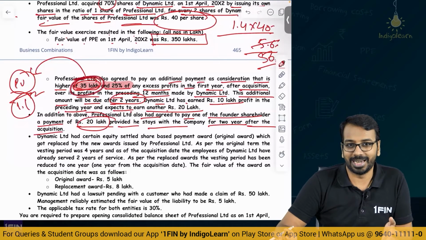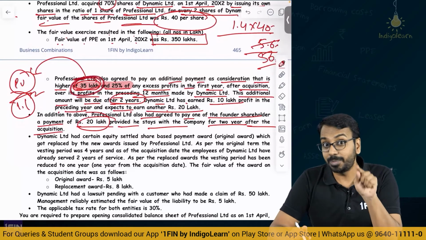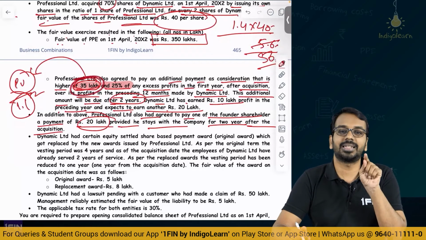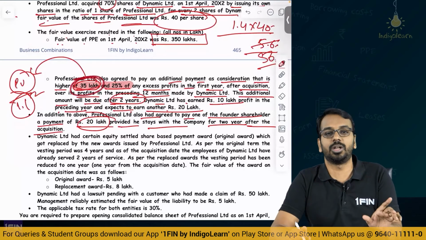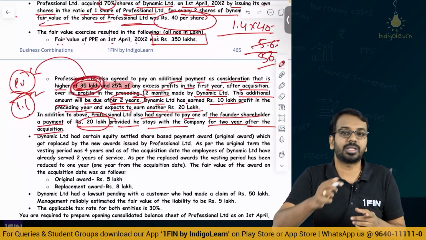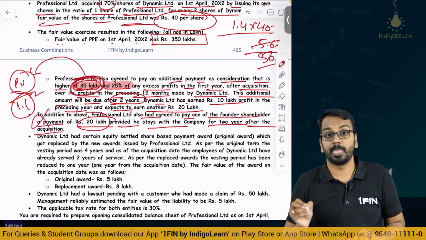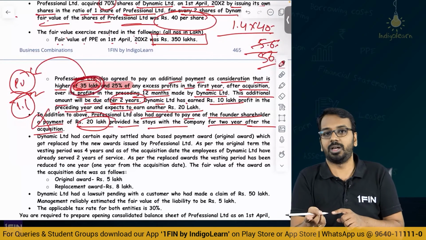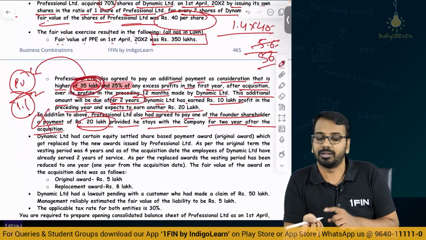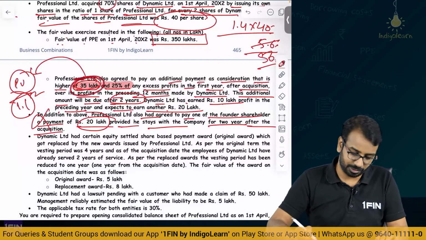Of course, I will not go for 20 lakhs, that is for sure, right? If we pay you that as an employee, we are not paying you as a shareholder, we are paying you because you work for us. So that is a payment towards employment. Will this be a part of purchase consideration? No. But if they say it is towards shareholder, we are paying because you are the owner, then it will form part of purchase consideration.